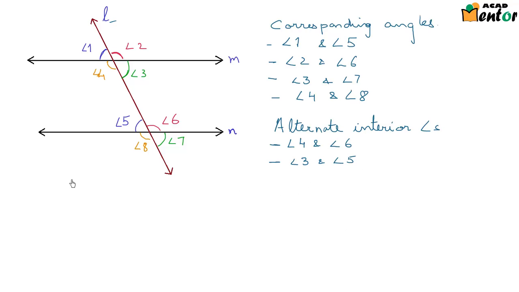Great. The other pair could have been alternate exterior angles. What would these be? This would again be on the opposite sides of the transversal and on the exterior region. That means angle 7 and angle 1 would be alternate exterior angles because they are on the opposite side of the transversal L as well as in the exterior regions. So we have angle 1 and angle 7 as one pair, and also angle 2 and angle 8 as the other pair, angle 8 and angle 2.